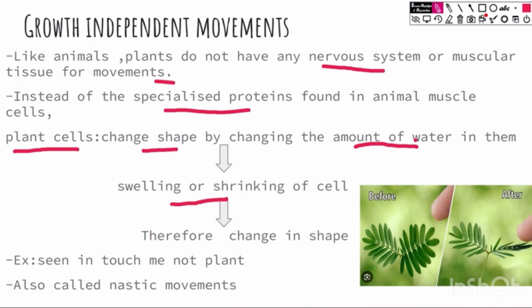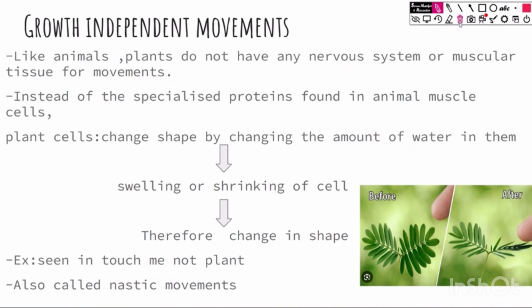So due to the change in the amount of water in a cell, there is shrinking or swelling of the cell, which causes the change in shape of the cell, resulting in growth independent movement, also called nastic movements. These movements are seen in the touch me not plant, as I have explained earlier in this image also. There is simply a change of shape due to the movement of water molecules inside or outside the cell. These movements are so fast. Just by some external stimulus, which is the touch here, these movements occur.